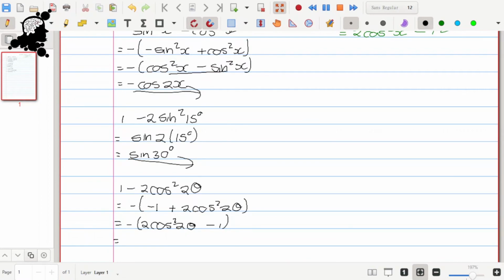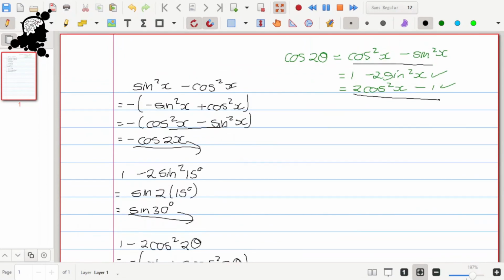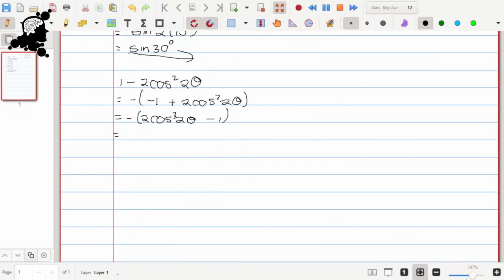Now, we said 2 cos squared x minus 1 up here. This is the same as cos 2 theta. That's our double angle identity. So I could say this is negative cos of 2 times 2 theta, which will actually give me negative cos of 4 theta. There we are, done. Life is great. I hope you guys are understanding this.